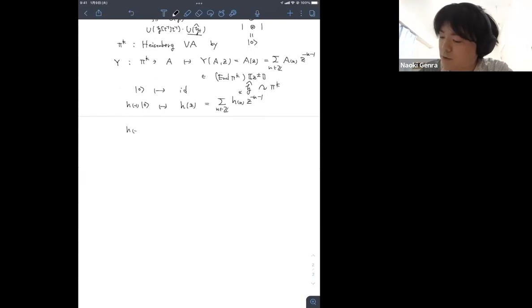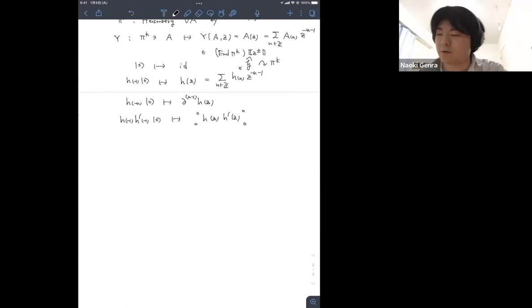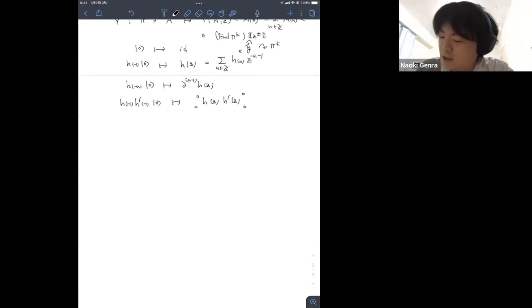And also, if you take h_{-n-1}|0>, it maps to the (n)-th derivative of h(z) divided by n!. If you take h_{-1}h'_{-1}|0>, it maps to the product h(z)h'(z). But this is not well defined, so we need to take the standard normal ordered product. And so on. In general, h^1_{-n_1-1}...h^s_{-n_s-1}|0> maps to the normally ordered product of derivatives of h^1(z) up to h^s(z), and so on.